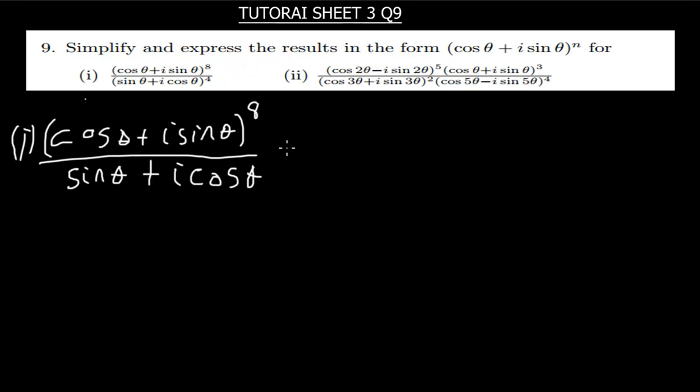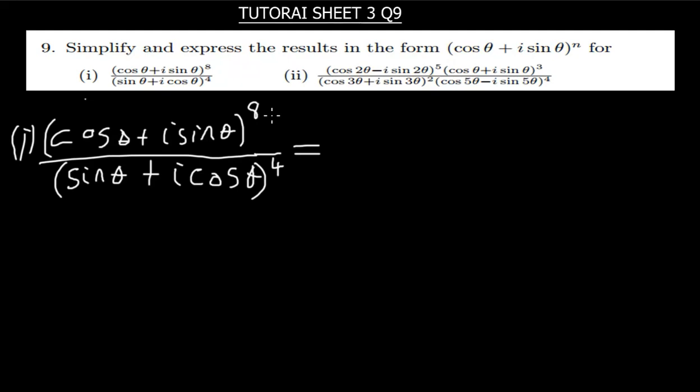For you to answer this question, the denominator is raised to the power 4. You first have to look at it and check properly if it's in the form cos theta plus i sine theta to the power n. When you look at this part, cos is supposed to be on this side and sine is supposed to be here, but how do we switch the two? Let us now start. First, before we even start switching, let's work out the numerator.